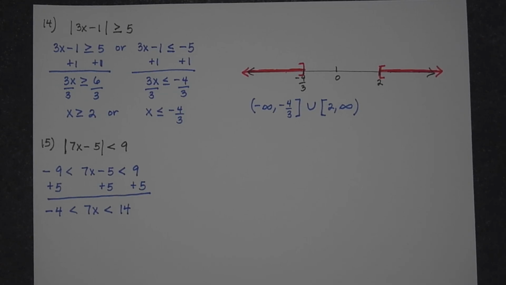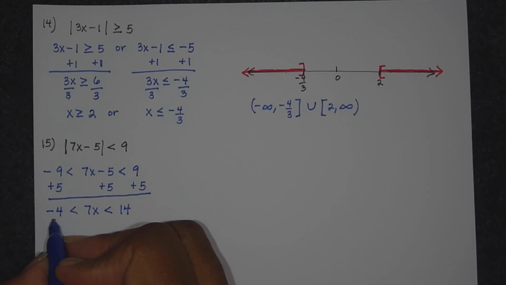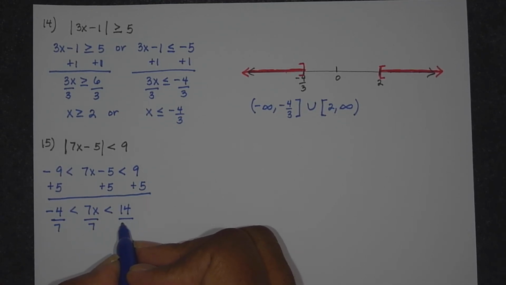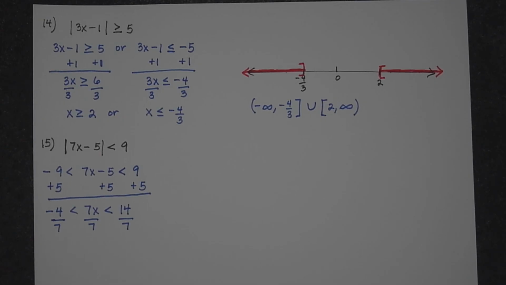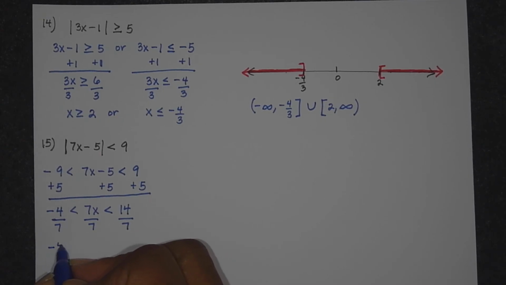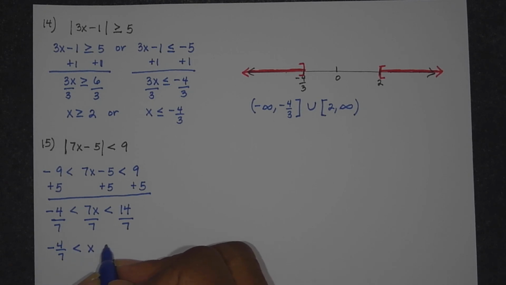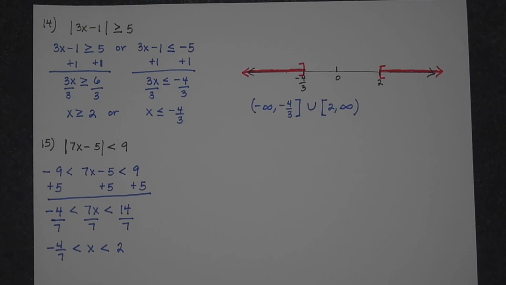And now I still need to get x by itself. I'm multiplying it by 7. I need to do what on all three parts? Divide by 7. The left side, the middle, and the right side I divide by 7. This will still be, well, I'm going to leave that as negative 4/7, and that's less than x, and less than 14 divided by 7 will be 2. So in this case, I have x is greater than negative 4/7 and less than 2.